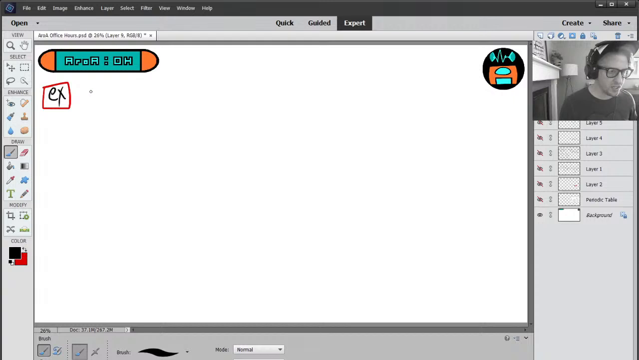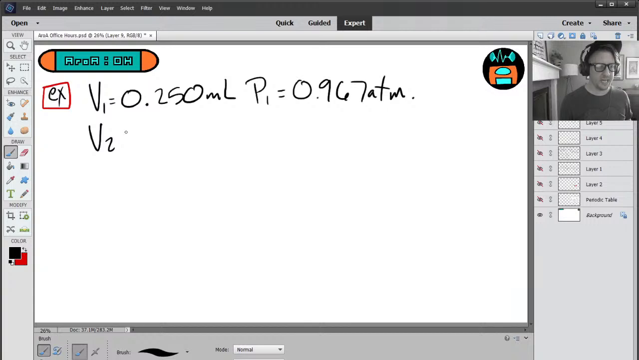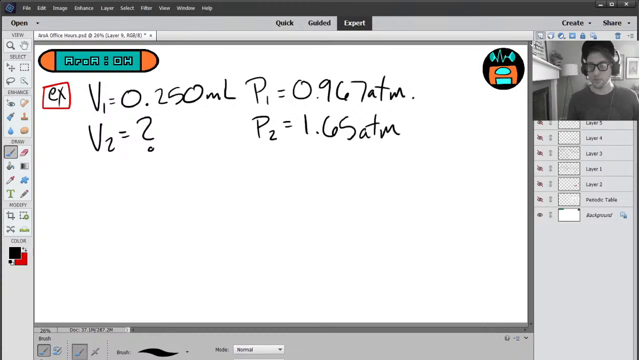So we have a sample of nitrogen gas with a volume of 0.250 milliliters at a pressure of 0.967 atmospheres. What will the volume be if the pressure is increased to 1.65 atm? All right, now, Amanda, this is actually a very similar problem to the one we just did.